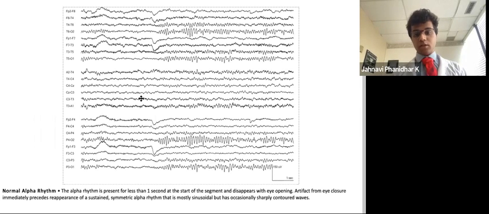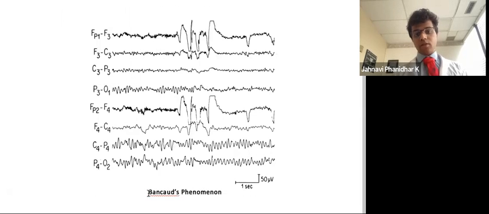This is an EEG depicting the normal alpha rhythm, and we can see the alpha rhythm in various parts of the EEG, and most evident in the occipital area here, O1, O2. This is called the Bancaud phenomenon of the alpha rhythm, when the alpha rhythm of one side doesn't get blocked while asleep. We can see that the alpha rhythm doesn't get blocked on the right side of this EEG, and the unblocked side is the abnormal one.